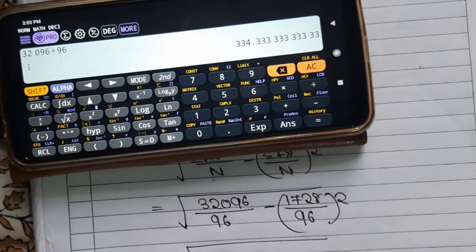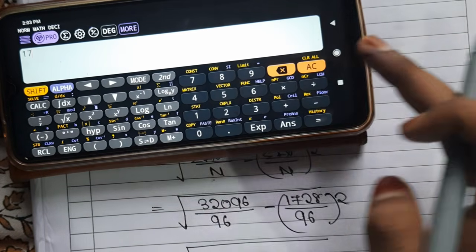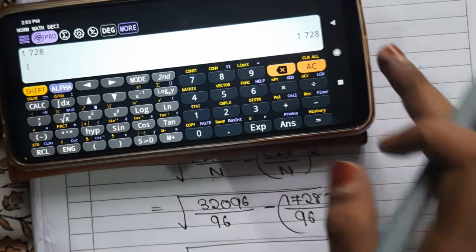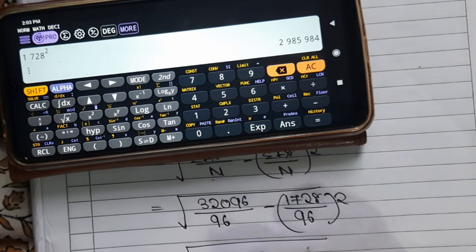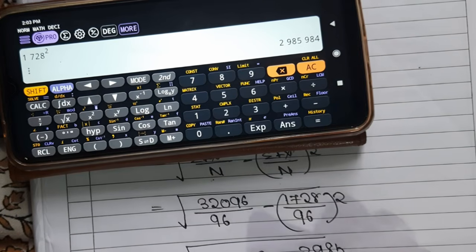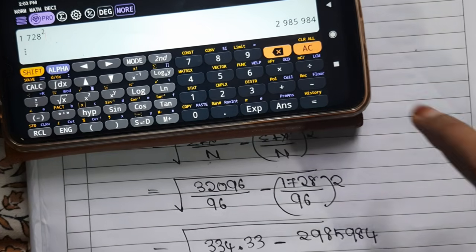334.33. If you want to take the decimal points you can, otherwise you can leave. Only one also you can take. 1728. You have to do the square of this. Do the square. How much are you getting? Minus 2985984. This is the number when you are doing the square of this.